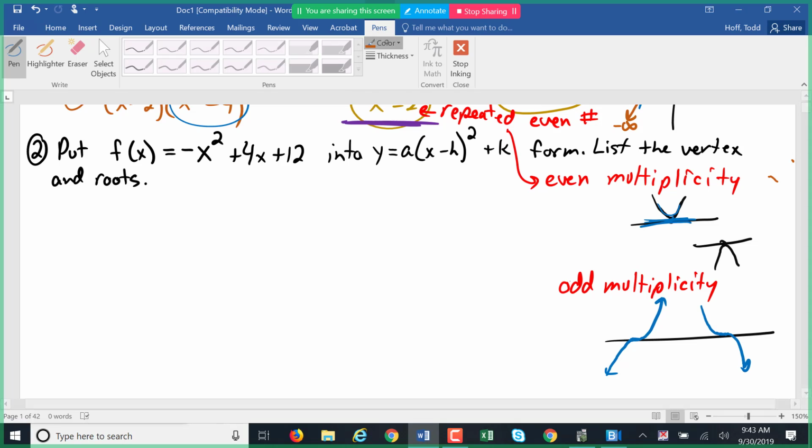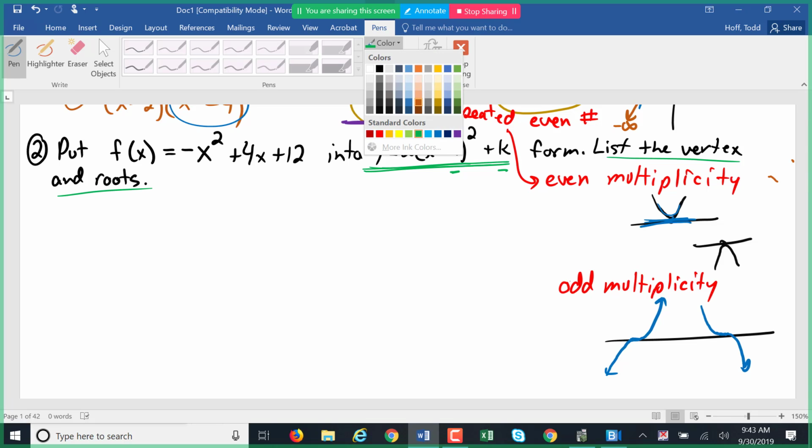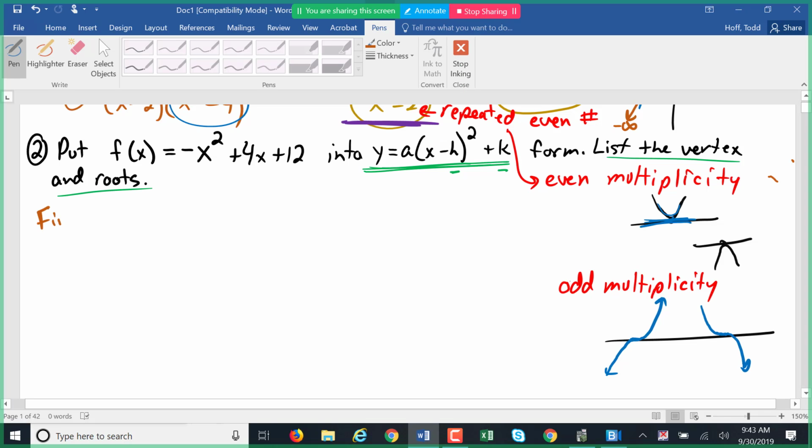Let's move on to number 2 here. Put f of x equals negative x squared plus 4x plus 12 into our graphing form, y equals a times (x minus h) squared plus k form. Also want you to list the vertex and the roots. Well, the vertex we'll find once we put it in this form. The roots might be easier to find before we do that. So let's find the roots.